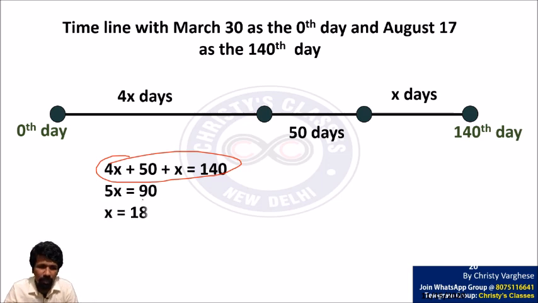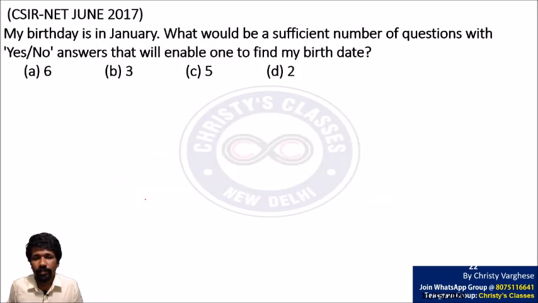5x equal to 90, x equal to 18. So x equal to 18. This is how to do that question. If so, try the next question.